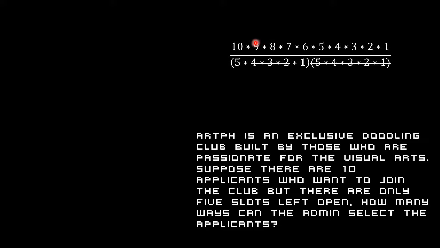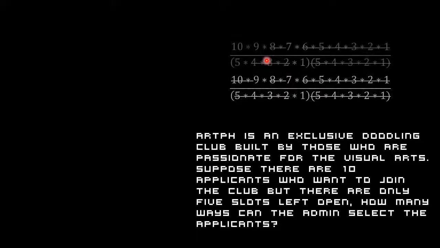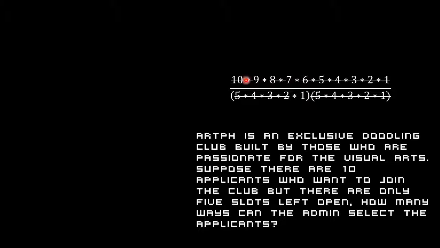But anyway. Now we still have a 10 and a 5. We can still divide 10 by 5, and we're still going to be left with 2 at the numerator. Remember that 9 and 7 are still left untouched. So now we have cancelled 10, 5, 8, 4, and 6 by 3 times 2.